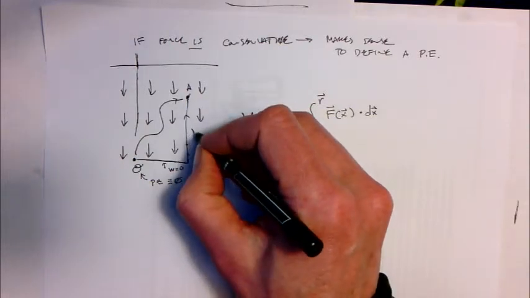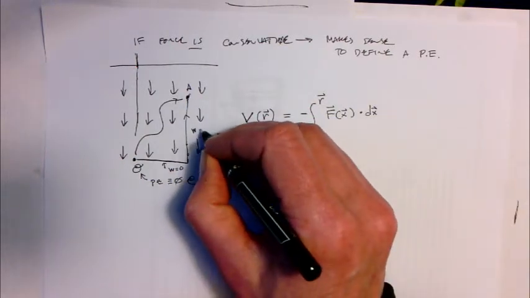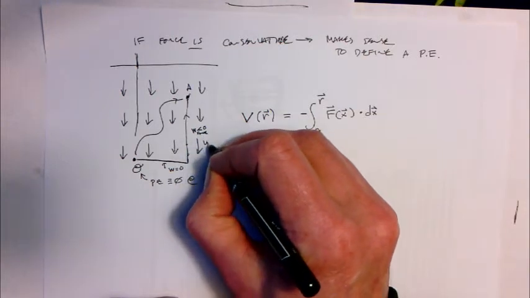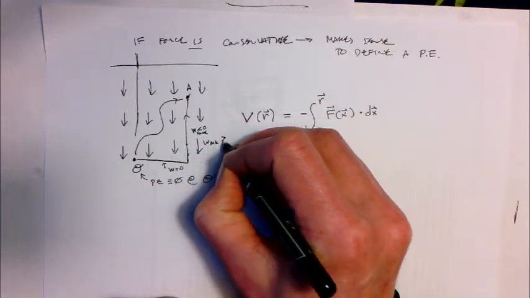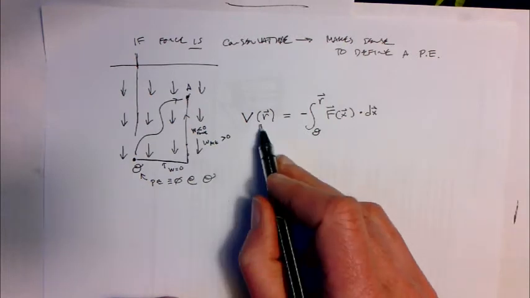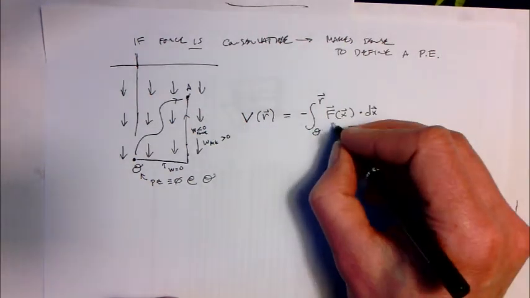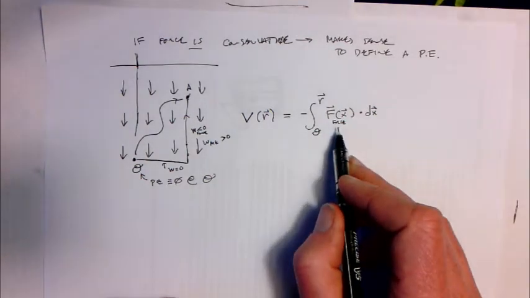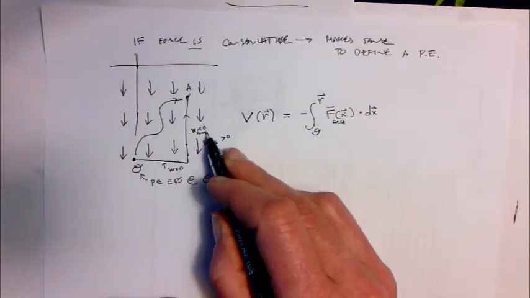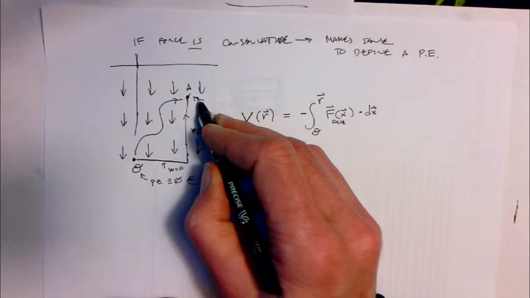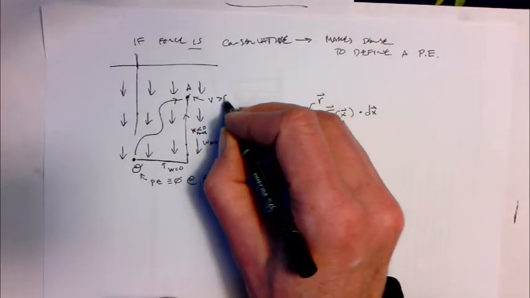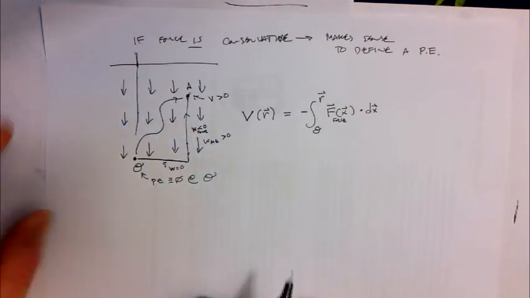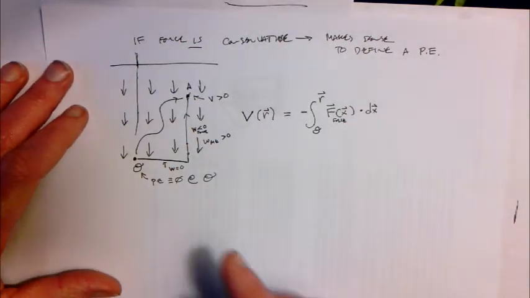So here, the work that the force is doing is less than 0. The work that I am doing to get it there is greater than 0. And the potential energy is the work that the force does, not the work that I do. So the potential energy at point A is going to be greater than 0. Okay? So let's do a concrete example of that.